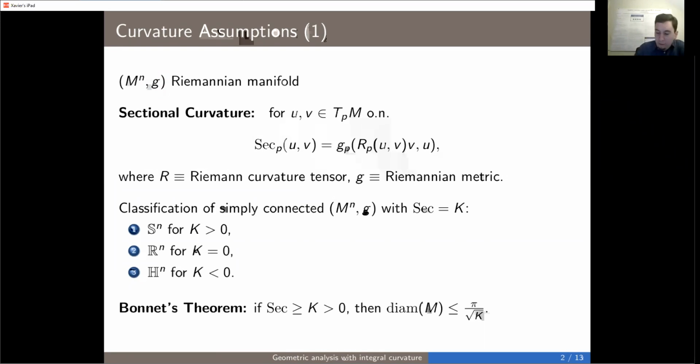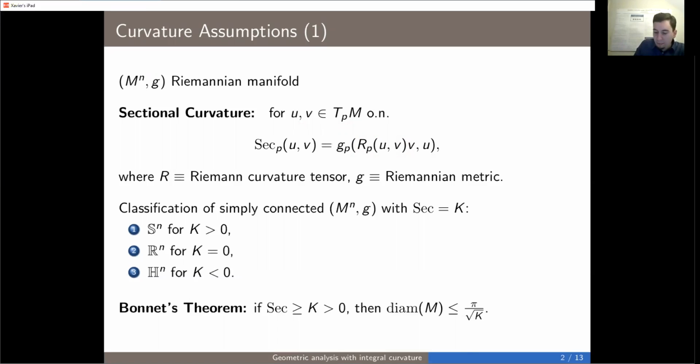Okay, so here you have a definition. The definition is not so important for us, but I felt like I had to give a definition first. So the sectional curvature is defined on any two-dimensional plane. You take two vectors in your tangent space. The sectional curvature is defined like this. You plug those two vectors into what's called the Riemann curvature tensor. This is a tensor that takes three vectors and spits out another vector.